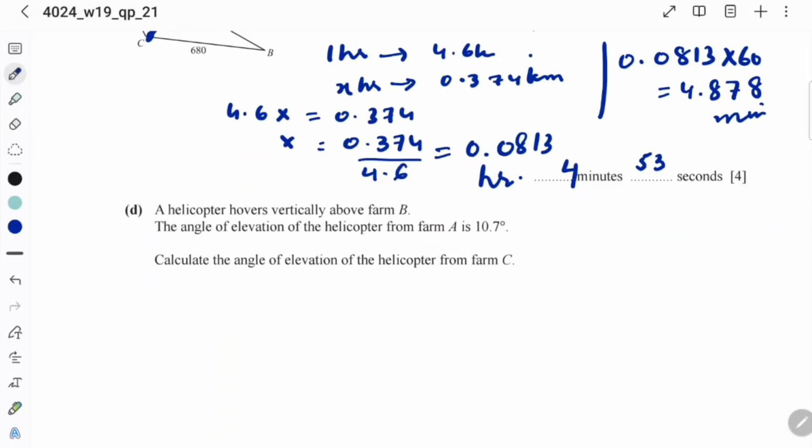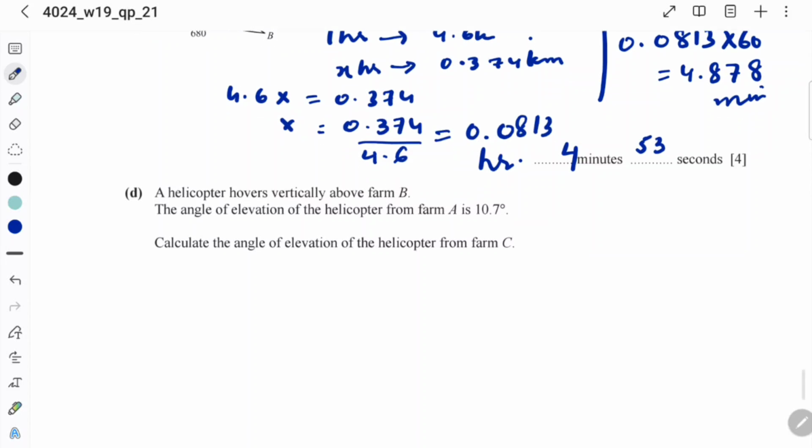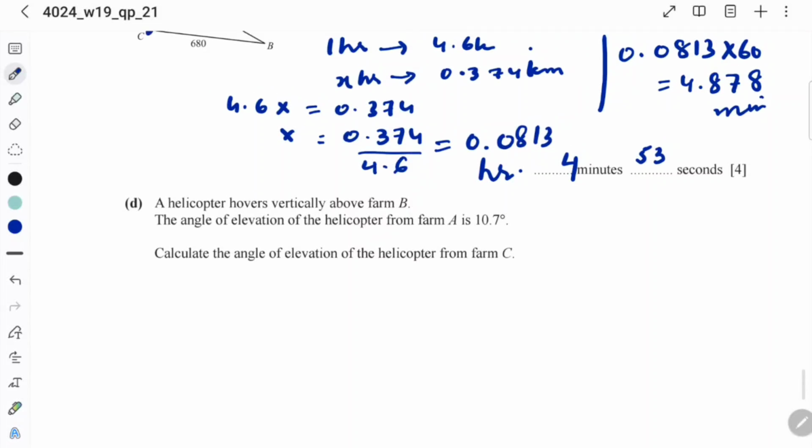Alright, in the next part D, the helicopter hovers vertically above B. The angle of elevation of the helicopter from A is 10.7 degrees. Calculate the angle of elevation of the helicopter from C. Alright, so we are going to draw the diagram for this as well.